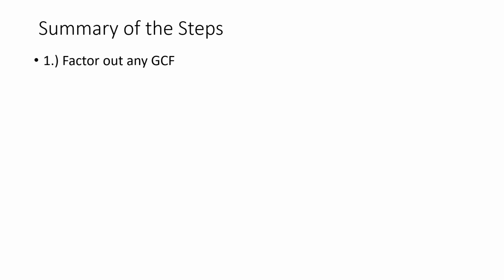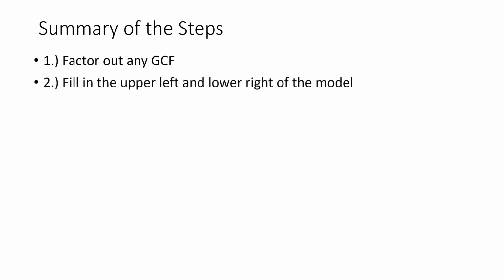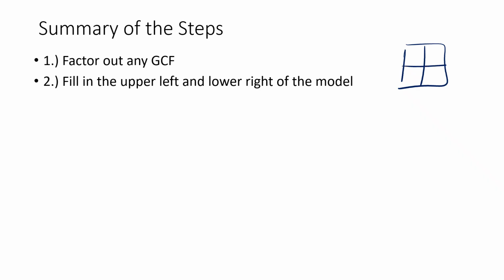And we do get a little bit lazy about talking about it. We'll kind of talk about the GCF and we'll sometimes do it, and then we see so many problems where there is no GCF that we kind of forget about it. But always, always, always look to see if there is a GCF. If there is, you want to factor it out first. Then you can fill in the upper left and the lower right. So you can go ahead and fill in this with your x squared and this with your constant, whatever your constant is. That will always be consistent.